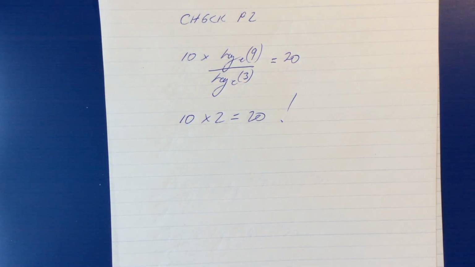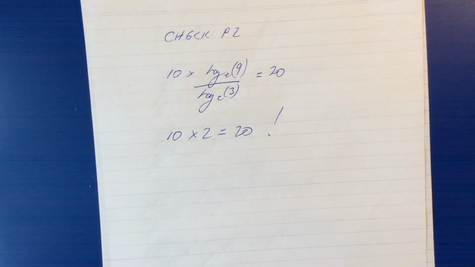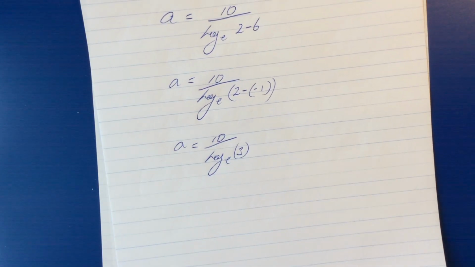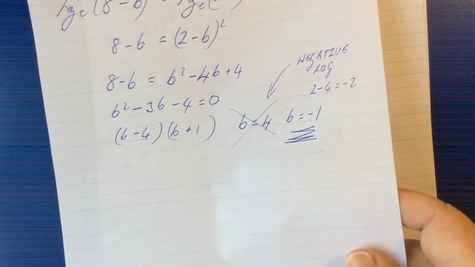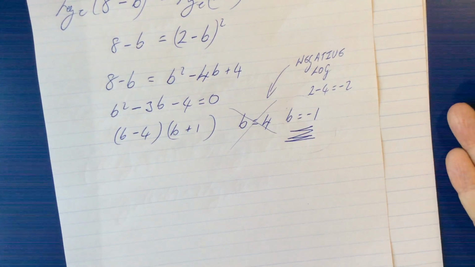So there we have it. So what are our solutions? Well, a is this, and b, if you remember, is −1 for all the reasons that I outlined.